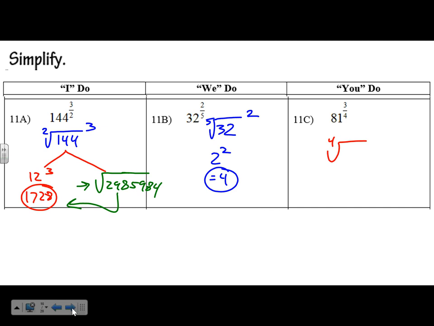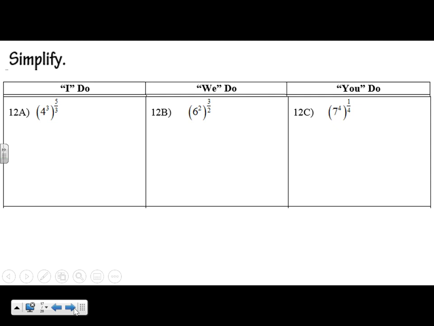The 4th root of 81 to the 3rd. The 4th root of 81, again, if you look on your list, it should be on there, is 3. So 3 to the 3rd, which is 27, which is also on our list. So they try to make it more difficult with these types of problems, but again, don't make it hard.